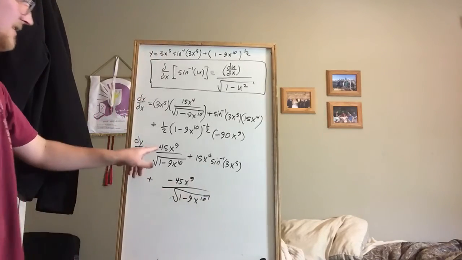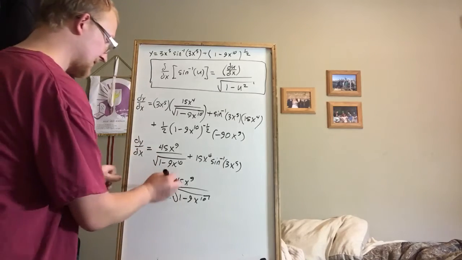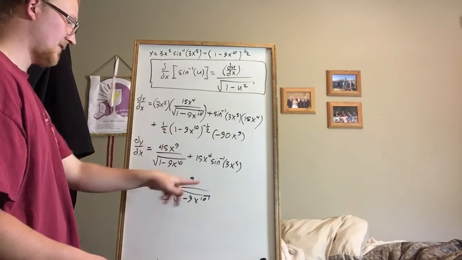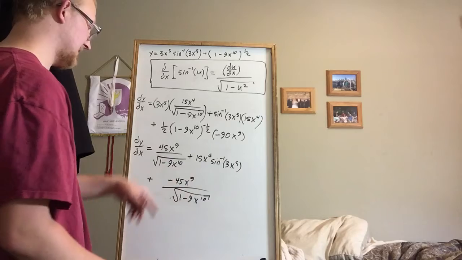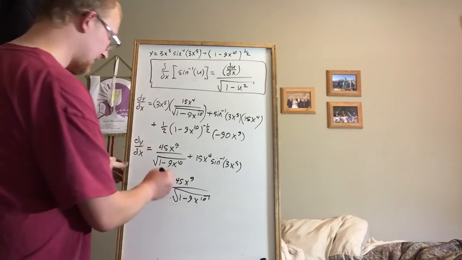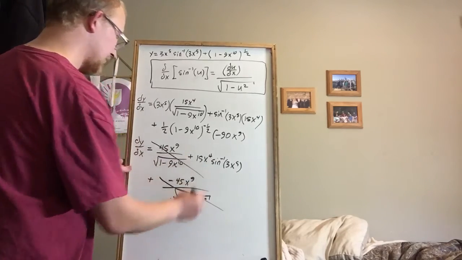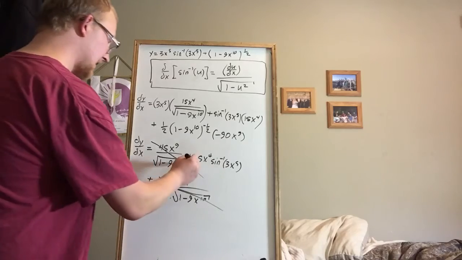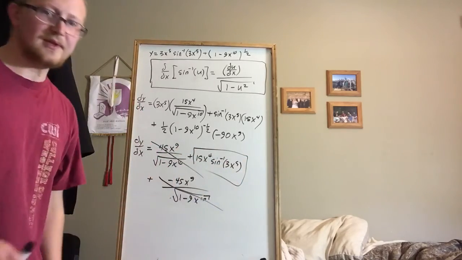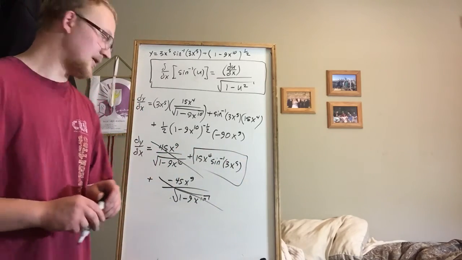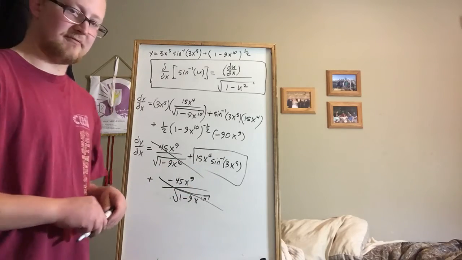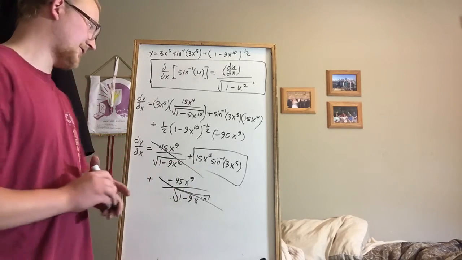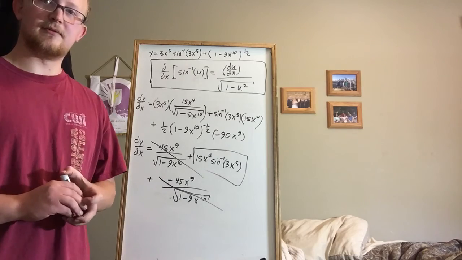And it turns out these two terms cancel. So this one's minus 45x to the 9 over the square root of 1 minus 9x to the 10. This one's the positive variant of the same thing. So these both cancel to 0. And all you're left with is 15x to the 4 times the inverse sine of 3x to the 5th. So this was an interesting problem. Hopefully this is helpful. Have a nice day.